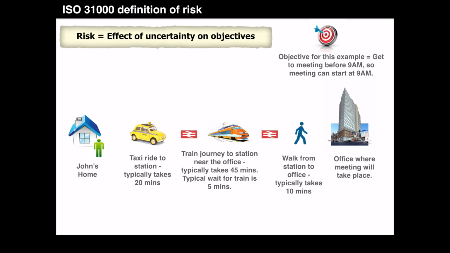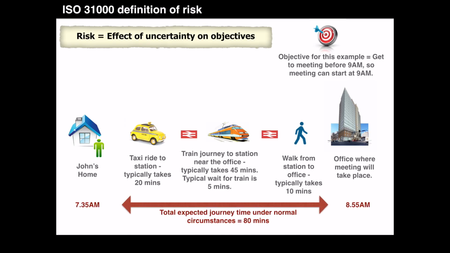Once John gets to the target station, he has to walk to the office, and this walk typically takes him 10 minutes. So let's say John wants to get to the office by 8:55 a.m. So if everything goes according to the plan, John needs 80 minutes to travel from his home to the office for the meeting. So he needs to leave his home latest by 7:35 a.m.